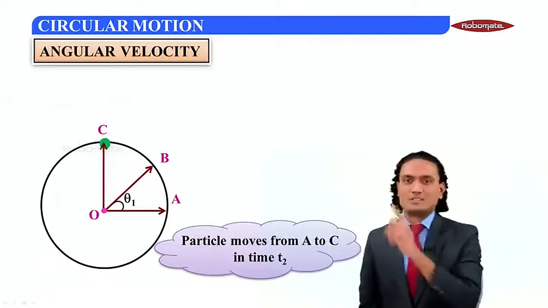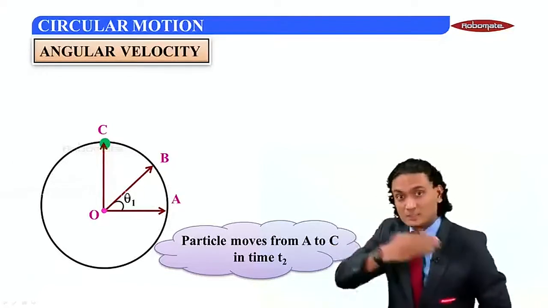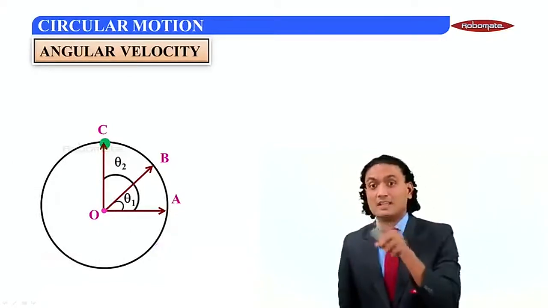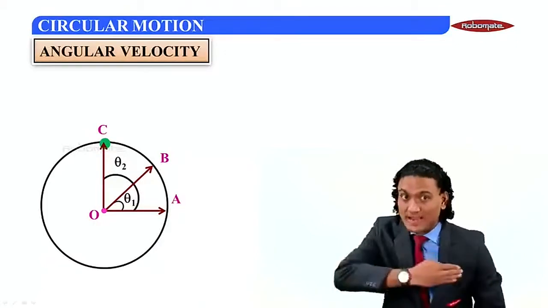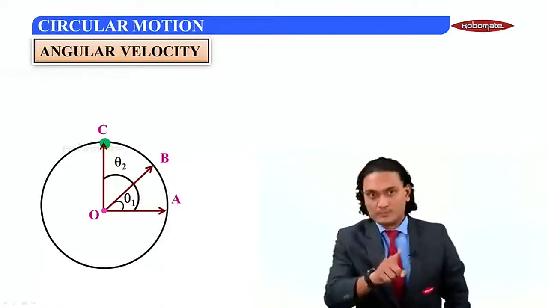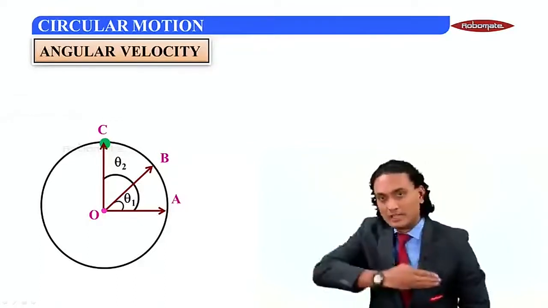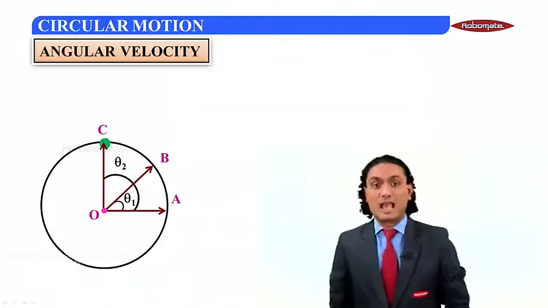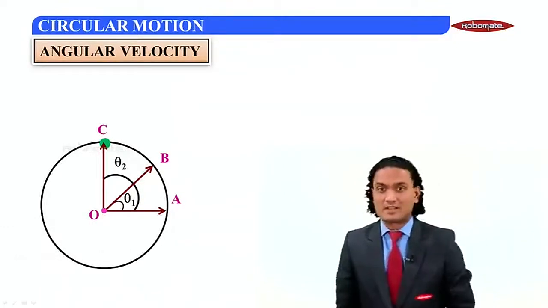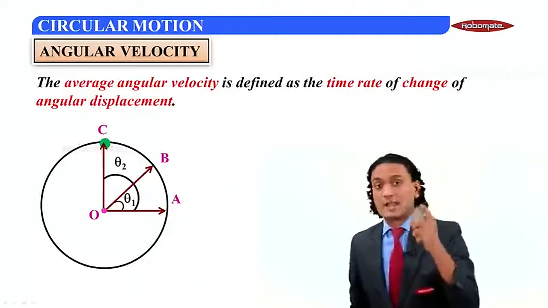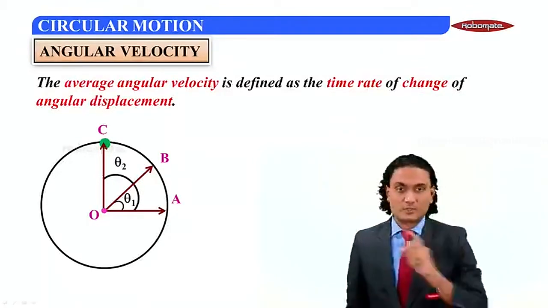Now, OC will be my radius vector. Now with respect to A, the radius vector has traced an angle θ2 in time t2. θ1 was in time t1, θ2 was in time t2. Alright, now we can define what is average angular velocity. Now what is average angular velocity? The average angular velocity is defined as the time rate of change of angular displacement. This is your average angular velocity.